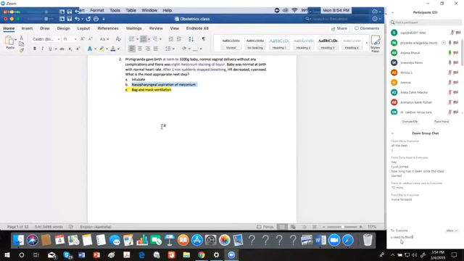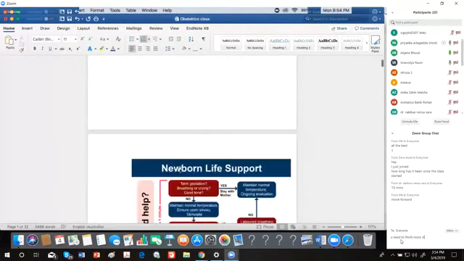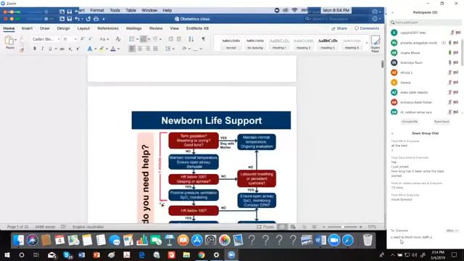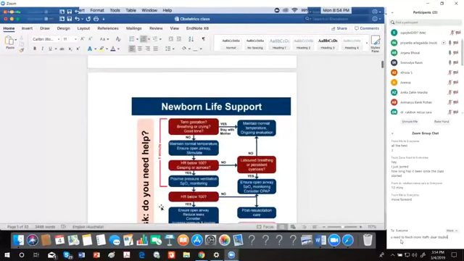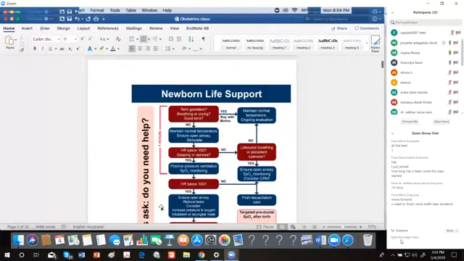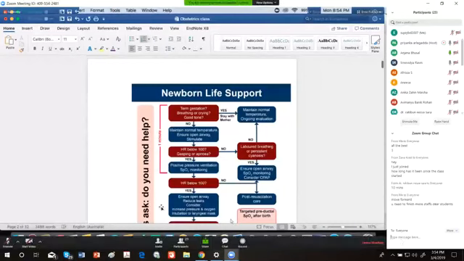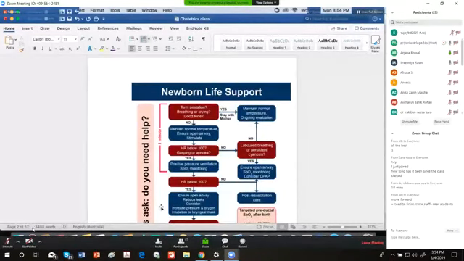According to that chart, can we go to the chart? Yes. It says maintain normal temperature, ensure open airway. So why not B? It's a simple logic, doctor.